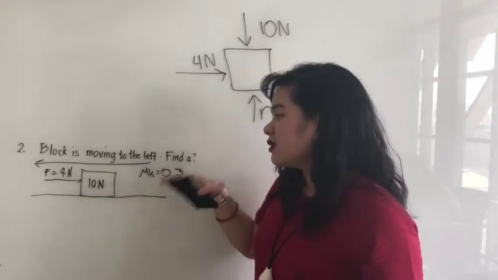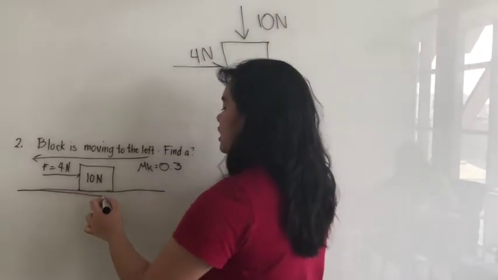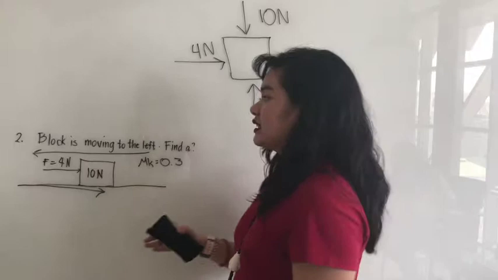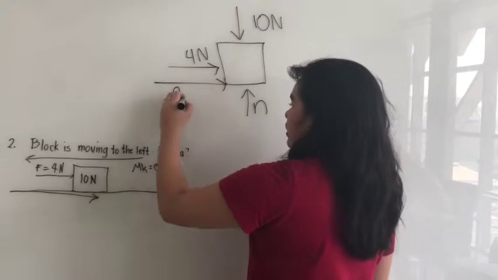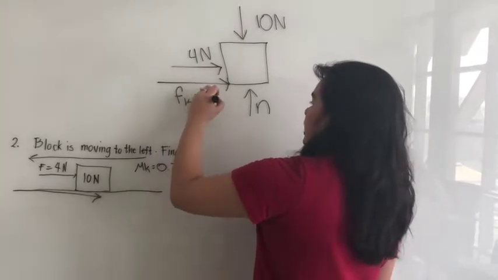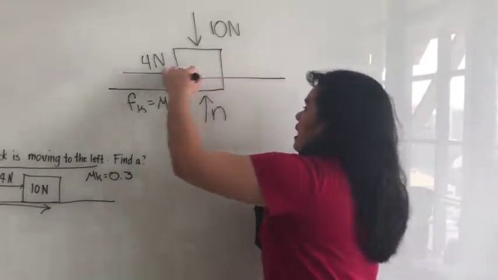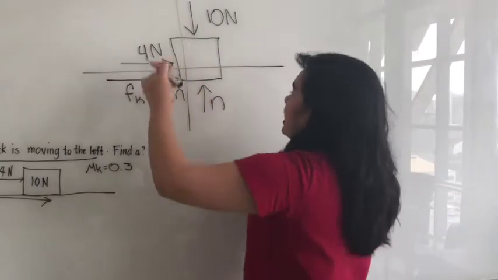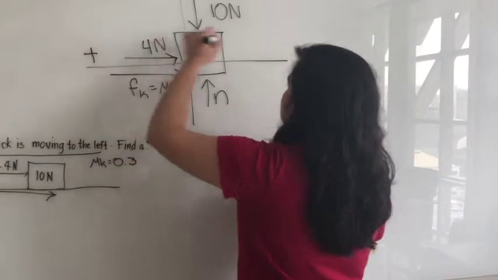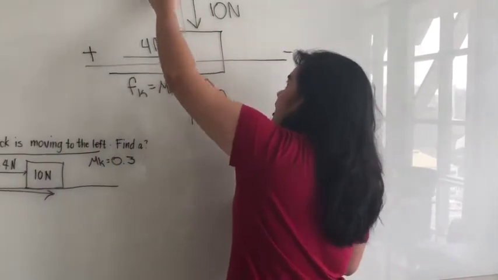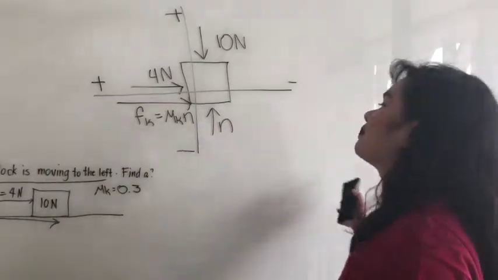Since the block is moving to the left, it means that the friction would be going to the right, since it is opposite the slide. So what we would have here is friction, such that F of k is equal to mu k n. The next step is that we will draw two axes, the x and y, and since the block is stated as moving to the left, the positive side would be here and the negative would be here. For the y-axis, the positive side doesn't matter.